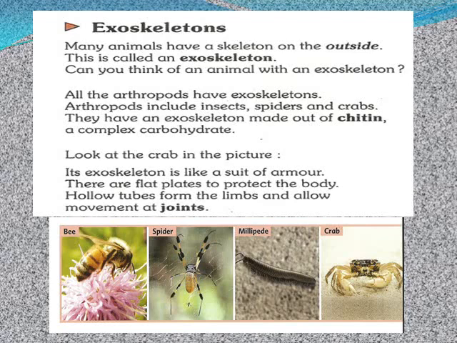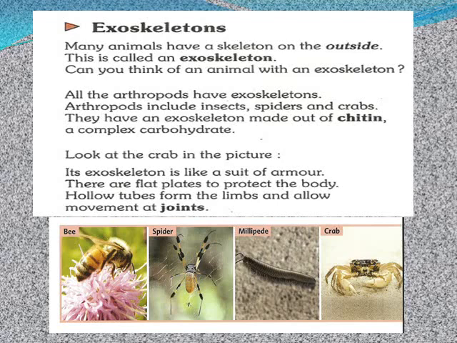Can you think of an animal with an exoskeleton? You have the pictures there. These are some examples of exoskeleton animals, like all the insects, like bee, spider, millipede, crab. All arthropods have exoskeletons. Arthropods include insects, spiders, and crabs.